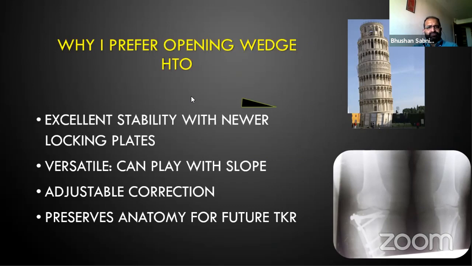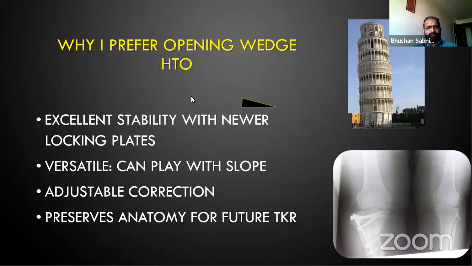With the newer locking plate systems, you get really good fixation and healing is generally a given. I have had one patient with non-union among all the patients that I've done in the last 10 odd years. And that was also an infected non-union. So it's very rare to have a non-union. There are a few delayed unions, especially in bigger corrections, but they tend to heal. It can be a very versatile tool. You can play with the slope. You can increase the slope. You can decrease the slope. And it is very helpful to align the slope whichever way you want based on your ligamentous requirement.